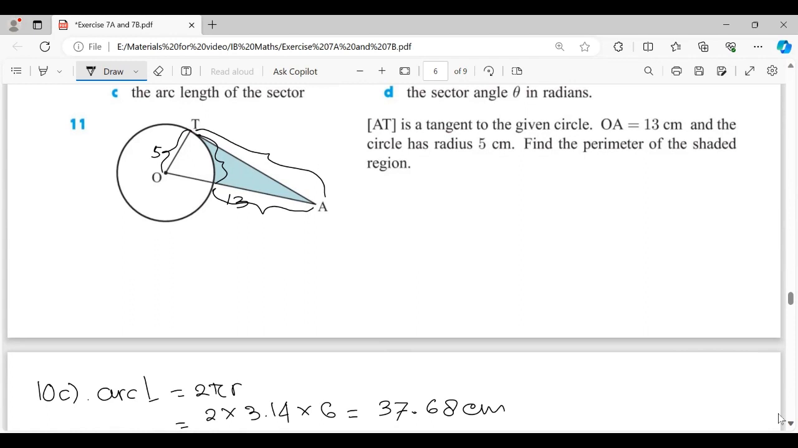Now, AT first. We want to find AT first. AT equals the square root of 13 squared minus 5 squared.